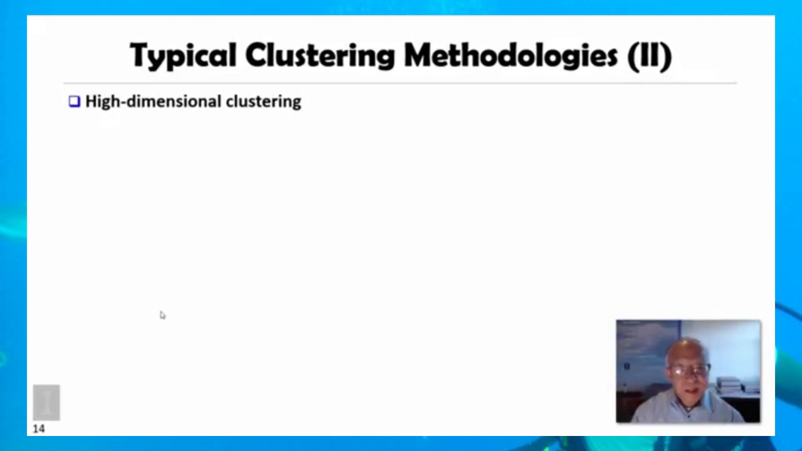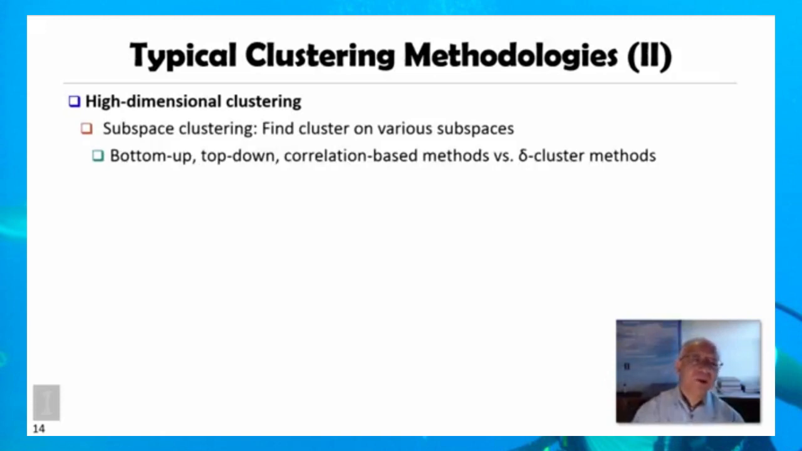Then, in many cases, data may be sitting in a high-dimensional space. We may need to study high-dimensional clustering methods. One influential method called subspace clustering tries to find clusters on various subspaces. That method can be categorized into bottom-up methods, top-down methods, or correlation-based methods. We will also introduce some interesting methods like delta clustering.